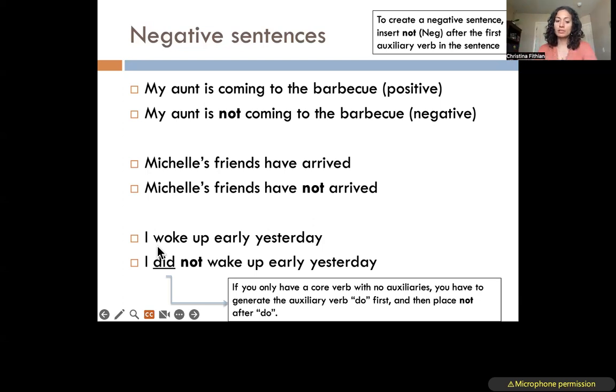I woke up early yesterday. Well, there's no auxiliary verb. Remember, we're looking for have, be, or any modal auxiliaries like may, can, should, etc. We don't see any of those auxiliaries there, so we always need an auxiliary verb to create a negative sentence. We have to create do. So we're going to generate do before the central verb or the core verb, in this case, which is wake up. It's a phrasal verb. And we're going to generate do there, and then we're going to add not, and that's going to give us a grammatically correct sentence. I did not wake up early yesterday.